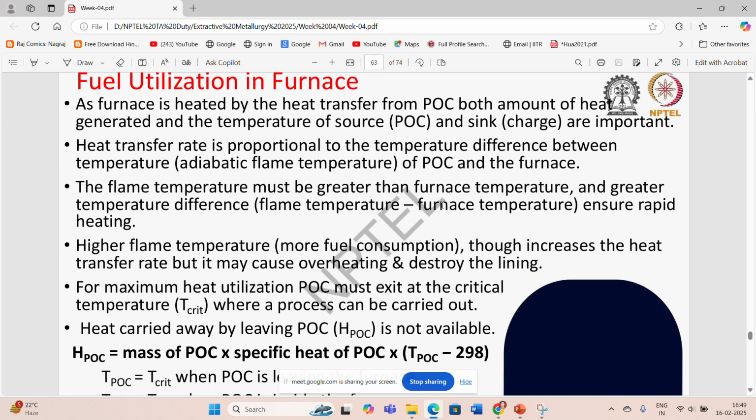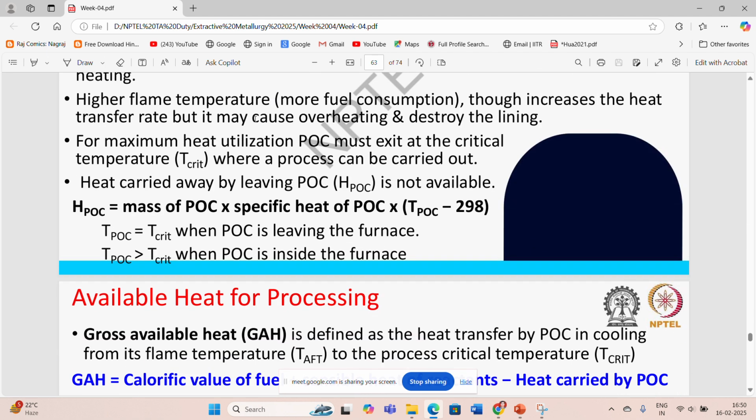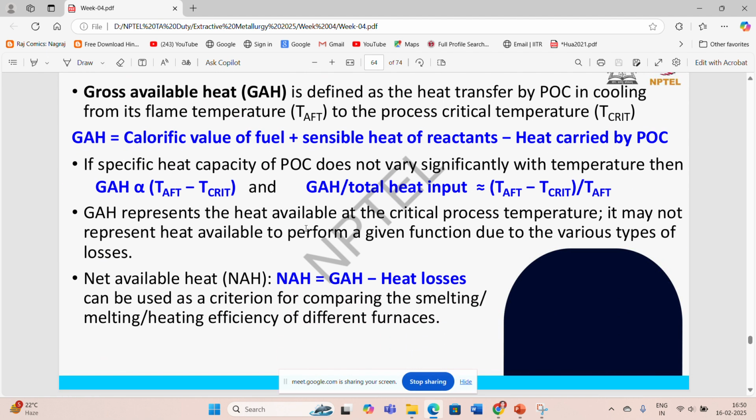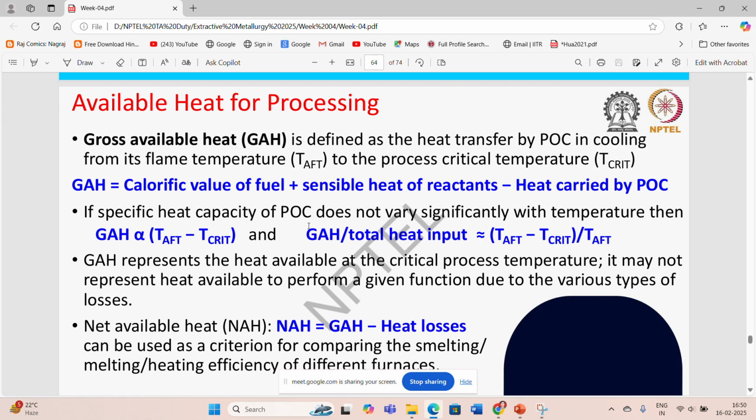For maximum heat utilization, POC must exit at the critical temperature where a process can be carried out. Heat carried away while leaving POC is not available. H_POC is equal to mass of POC times specific heat of POC times (T_POC minus 298). Then the available heat for processing is known as gross available heat, which is defined as the heat transferred by POC in cooling from its flame temperature to the process critical temperature.